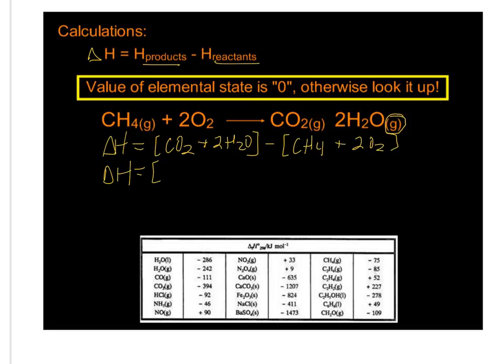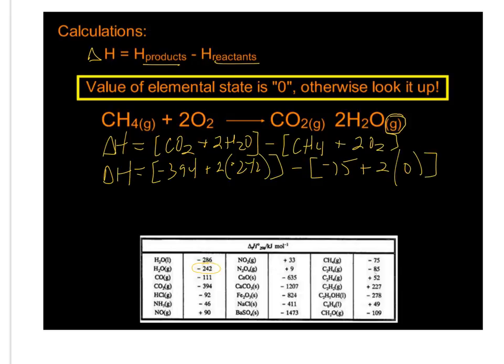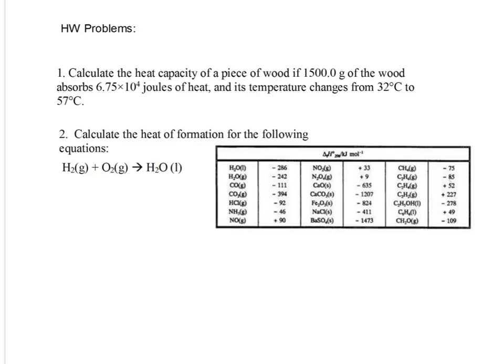So CO2, negative 394, plus 2 gas waters, that's here, negative 242, minus methane, let's see, is negative 75, plus 2 oxygens. Oxygen is diatomic. That means it's in its elemental form, so it's 0. All right, and when I plug this into the calculator, I get negative 803 kilojoules per mole. All right, try these and we'll check your answers in class.